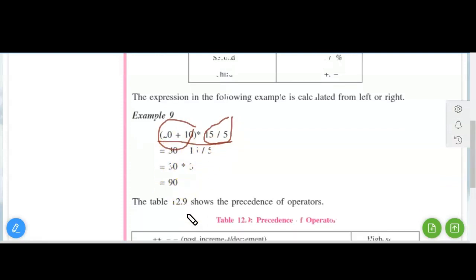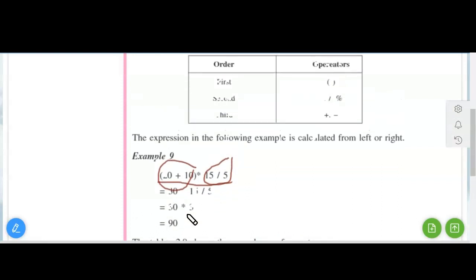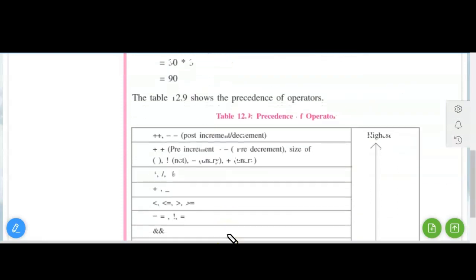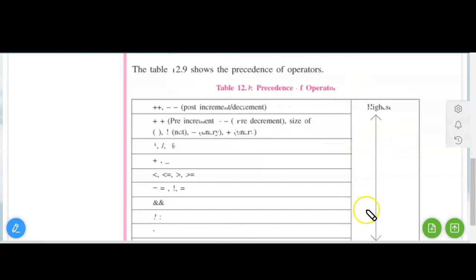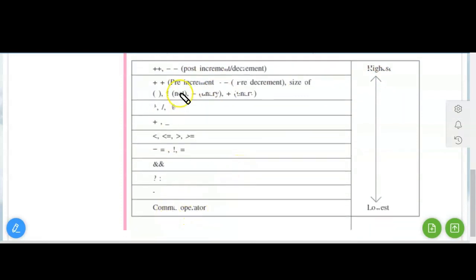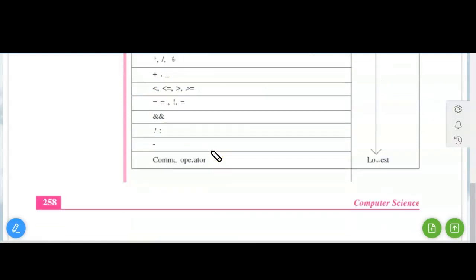This is the way a computer program works. So this is the order of precedence. And this whole table gives you an idea of how this precedence of operators works. Highest operator starts with this and then it goes to the lowest. So if you are having a combination of all the operators, which one will be evaluated first is based on this table.